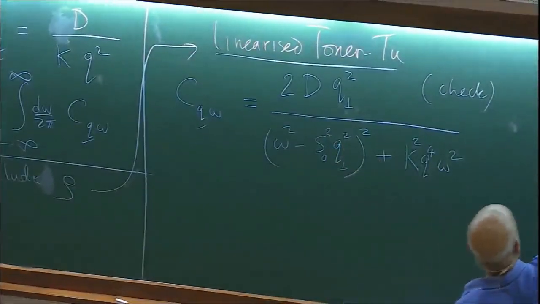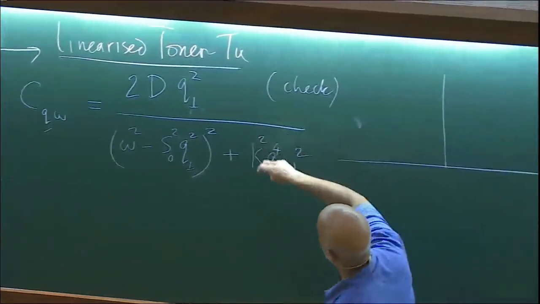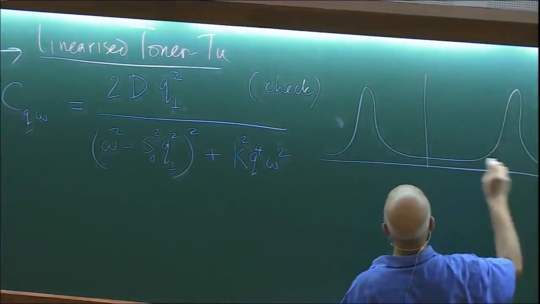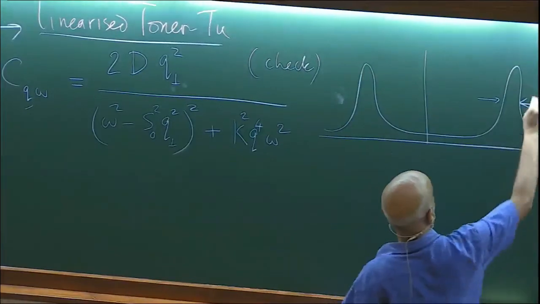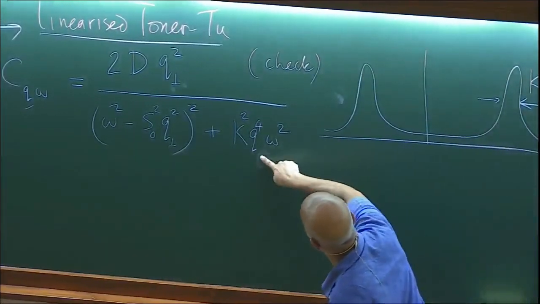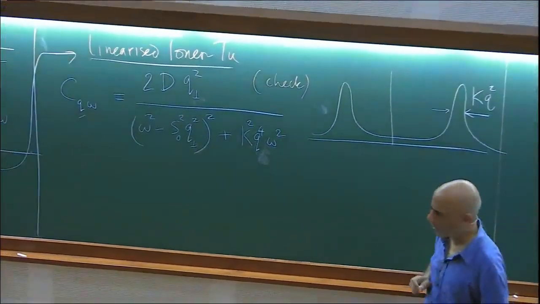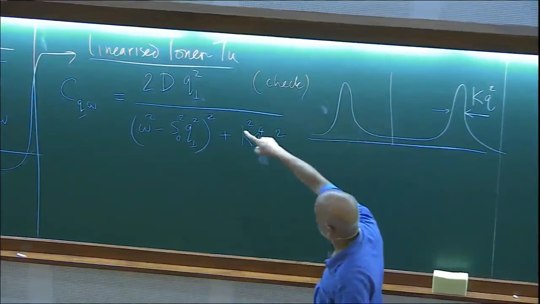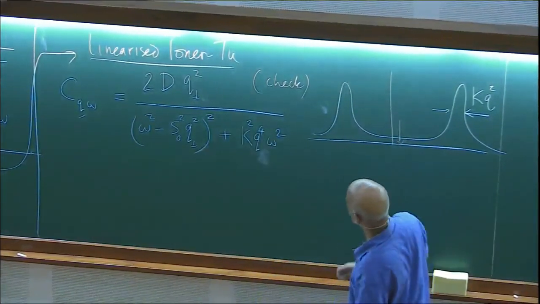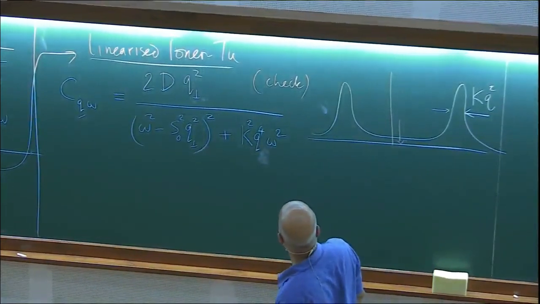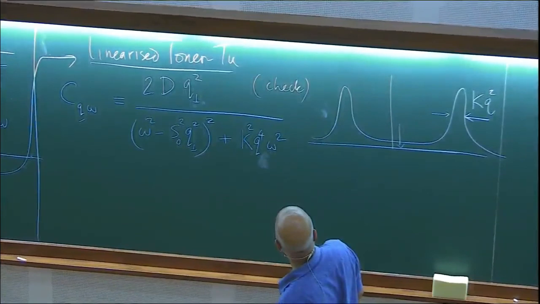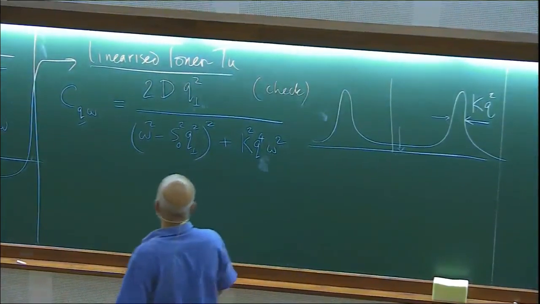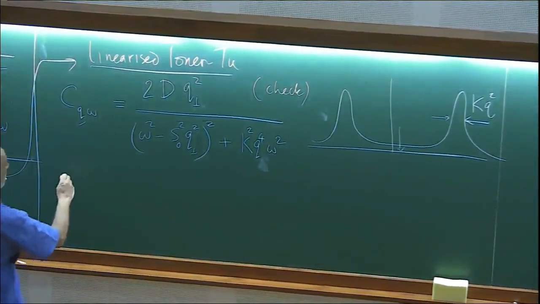What does this thing look like as a function of frequency? As a function of frequency, it'll have a peak here and another peak here, and these widths are of order kq squared. Right? Like sound waves. But there is a difference, and what is that difference? That difference is that as you go to smaller and smaller q, this comes down. I'm reasonably sure this is right. Let me make sure it's actually right. You can check.